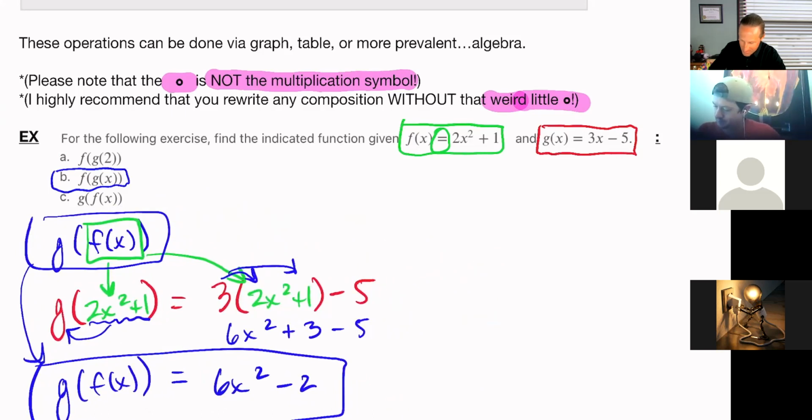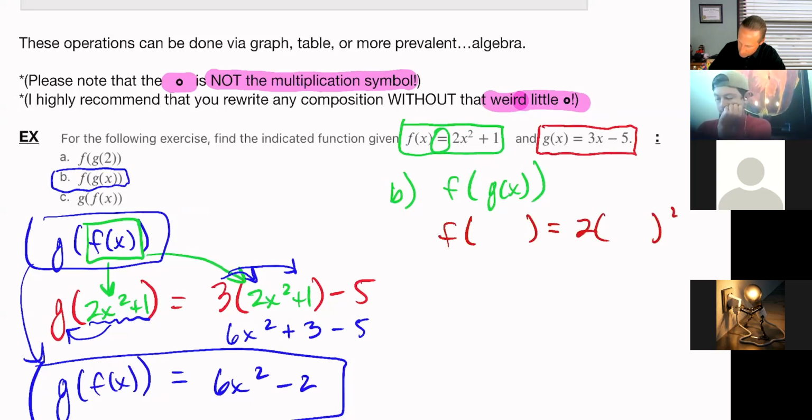Move this to the side and give me some more room. All right, so this one, part B, says f of g of x. So again, big picture here: I got f of something, and I know f of something is equal to 2 times that thing squared plus 1.